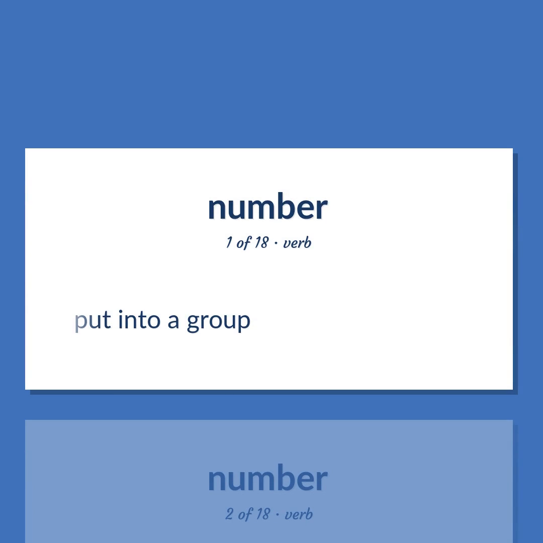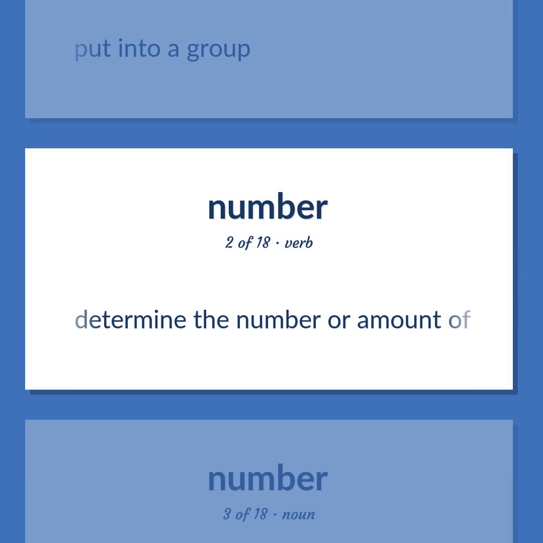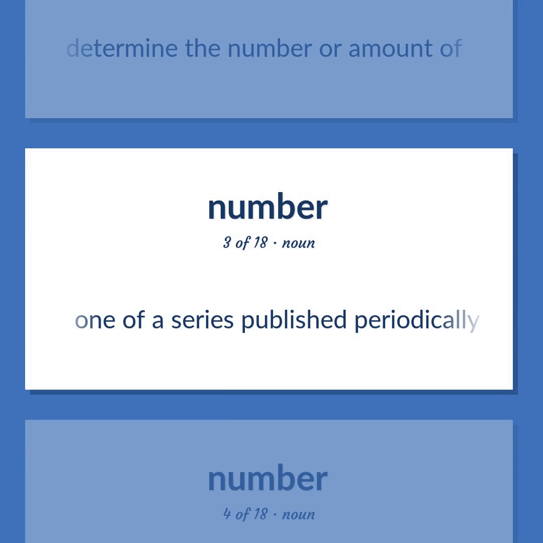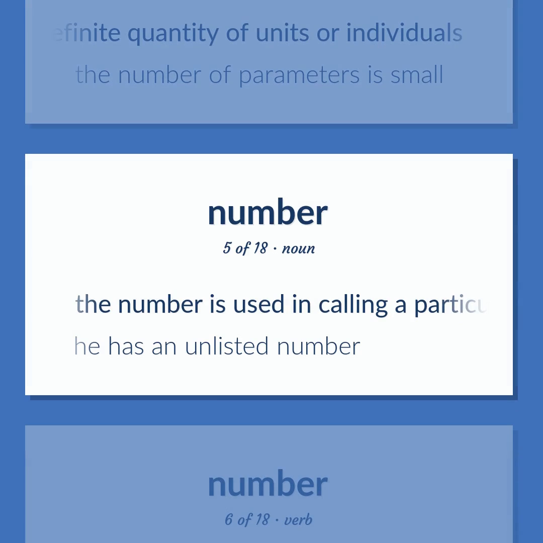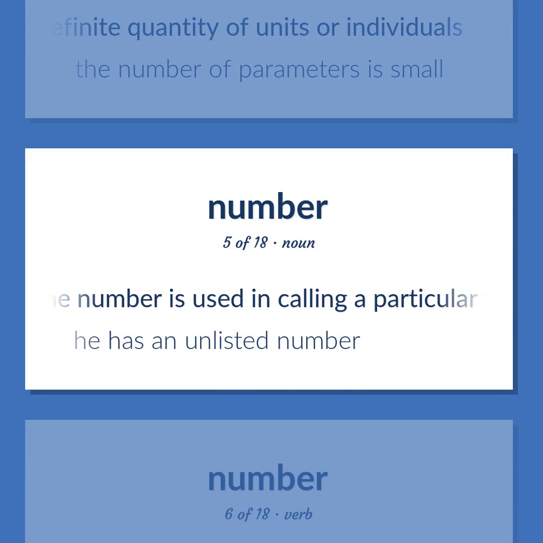Put into a group. Determine the number or amount of. One of a series published periodically. The property possessed by a sum or total or indefinite quantity of units or individuals. The number of parameters is small. The number is used in calling a particular telephone. He has an unlisted number.